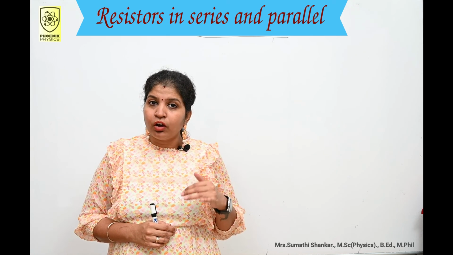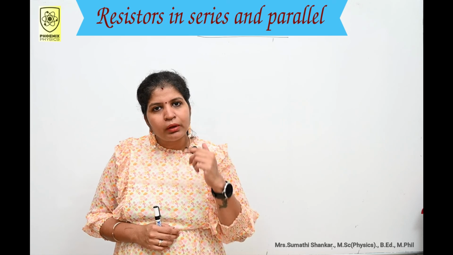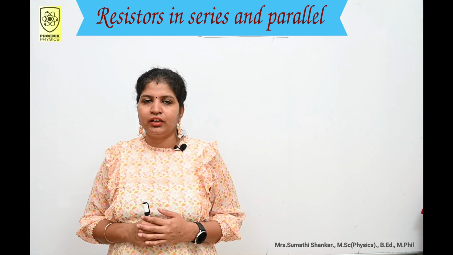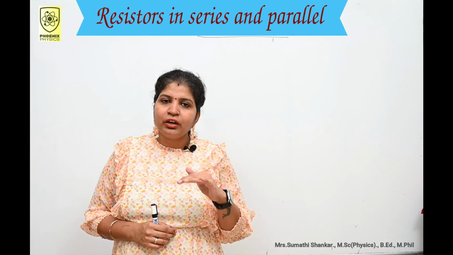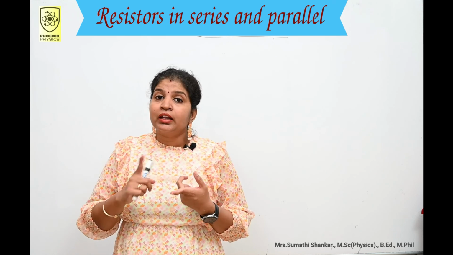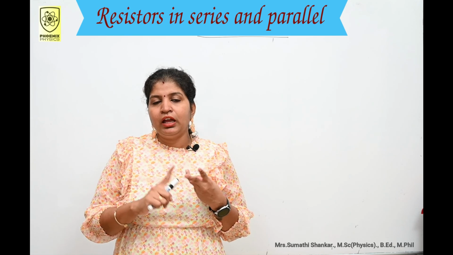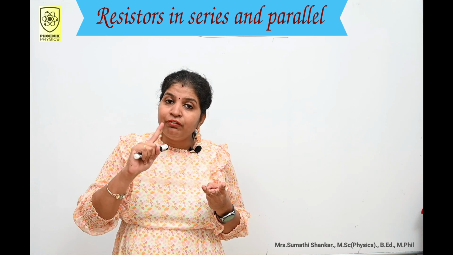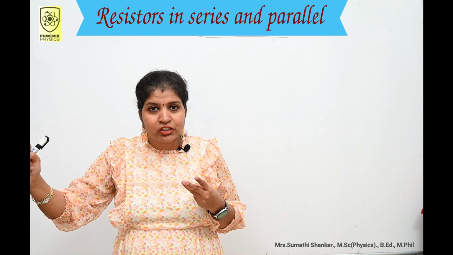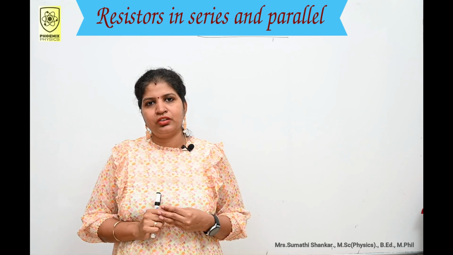Next we derived the formula for resistors in parallel connection, that is 1 by Rp is equal to 1 by R1 plus 1 by R2 plus 1 by R3. Again from this formula we concluded 3 points. If it is parallel connection, current is different but potential difference is same. Another important point is the value of equivalent resistance in a parallel connection will be lesser than the individual resistance.